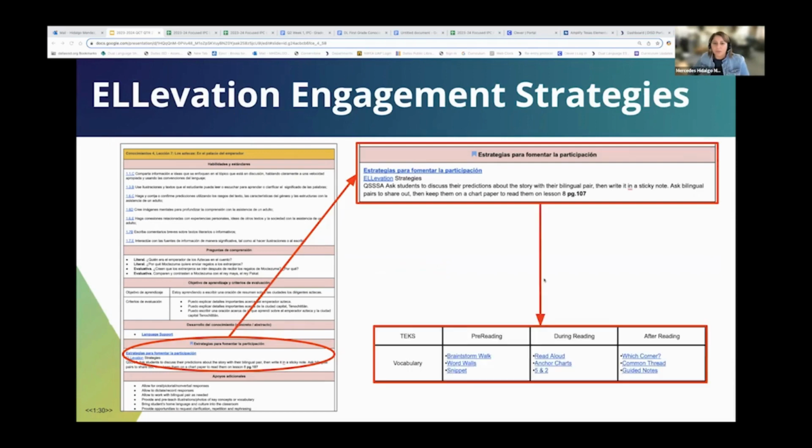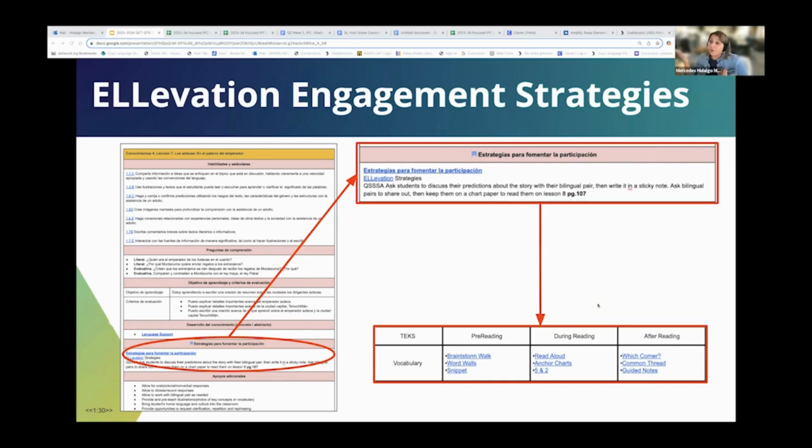But also, we wanted to discuss this elevation link that is in the estrategias para fomentar la participación. So if you follow this link that we have in the lessons, you're going to find a document where we have selected some of the elevation activities that are best for K2 students. So it's a spreadsheet that has the links.